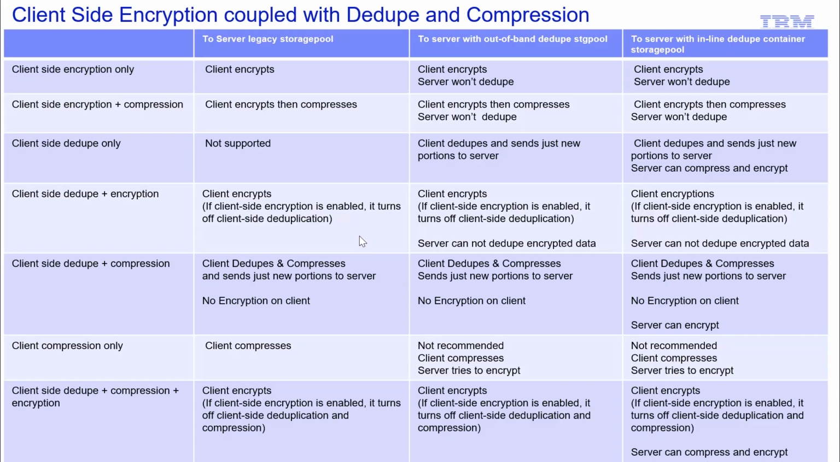Now remember that if you encrypt things on the client side, the server does not know about that encryption. It cannot work with that encryption. So if you try and do things like send it to a dedupe pool, we can't dedupe it. So it'll be stored undeduped in that container storage pool. Also, if you encrypt on the client side, compression will also not work on the server side. So you are kind of limiting your options if you do turn on client-side encryption.